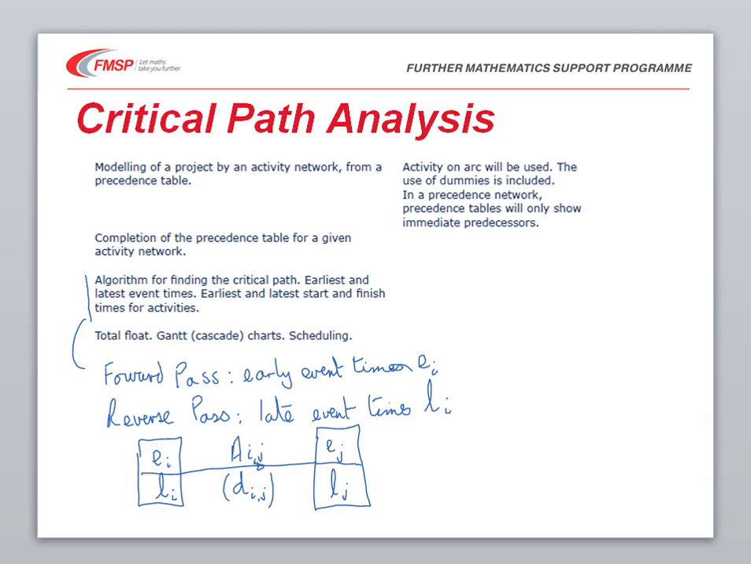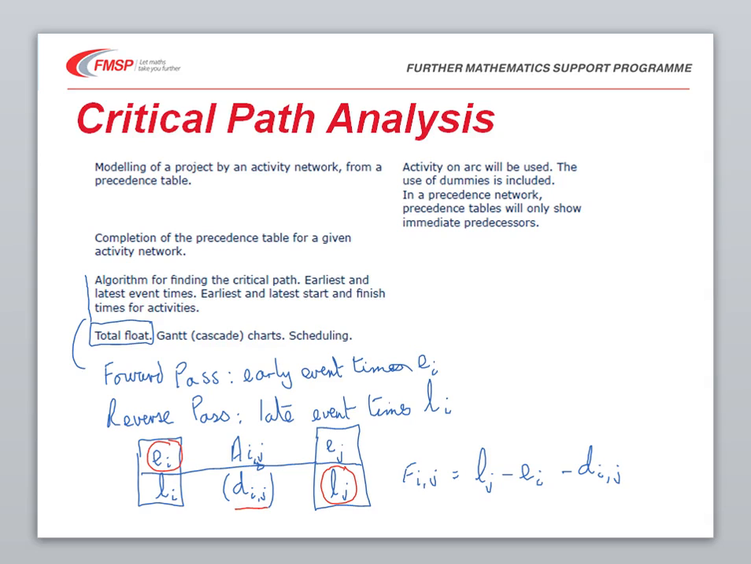The float time is defined as the float IJ is equal to the latest time that we can be at event J, minus the earliest time at the previous event, minus the duration of the activity. So we're looking at this time here, minus this one, and minus the duration.